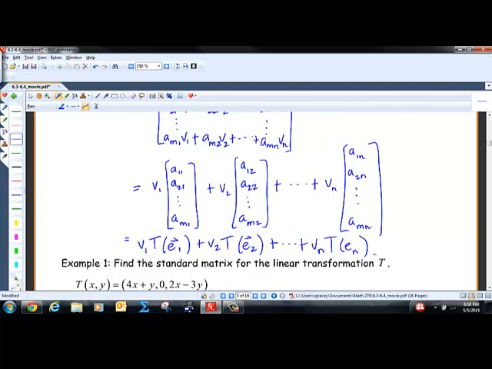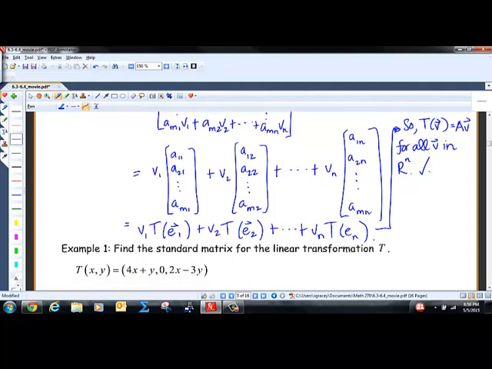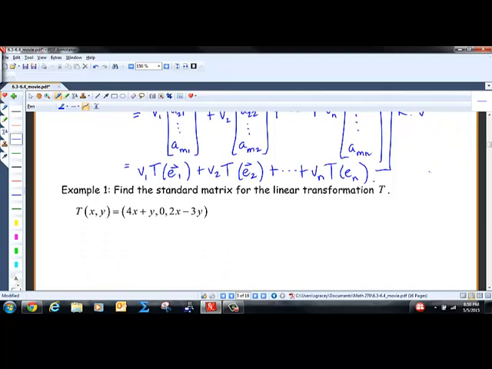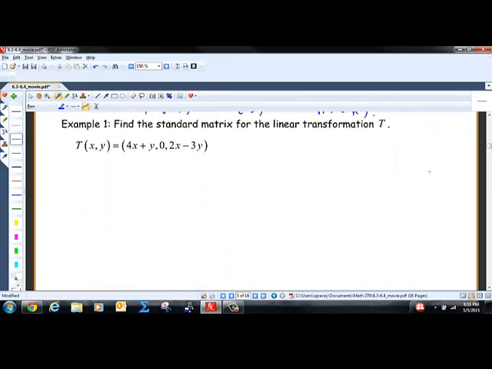Why don't we say a short statement on the side. In conclusion, T of V is equal to A times V for all of our vectors V in Rn. Isn't that awesome? So we're done with that one. You can check that bad boy off. Okay, so now let's see how we'd apply this. So we want to find the standard matrix for this linear transformation that's given. So here we go.